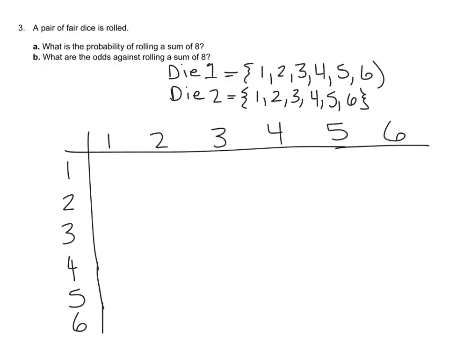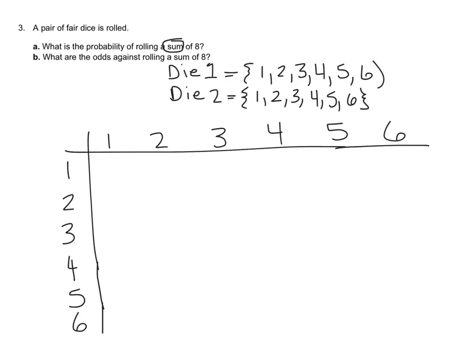And I want to know the probability of rolling a sum. So that means I'm going to add the 2 digits that appear on the dice together. So for instance, if I rolled a 1 on my first dice and then a 1 on my second dice, my sum would be 1 plus 1, which is 2. Instead of writing the ordered pair of 1, 1, which is the outcome, I'm going to just write the sum in the chart.